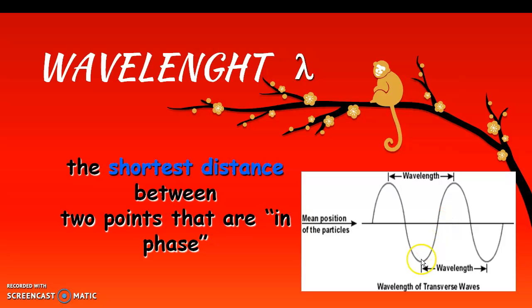Same thing with a trough. From one trough to the closest trough makes a cycle. And the distance between two troughs is a wavelength.